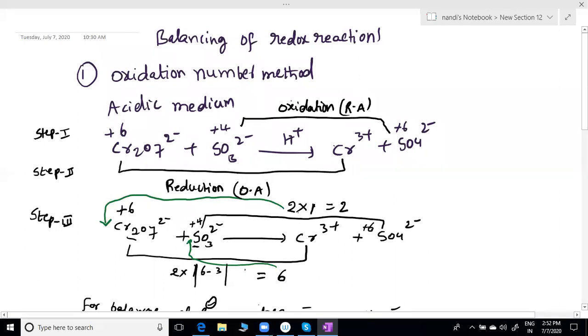First step, writing of the skeletal equation, then finding oxidation and reduction by calculating oxidation numbers, and reduction and oxidation I find. Then n factors I calculated here. Check it, did we calculate n factors or not? With respect to chromium, always remember this one. Next time, whenever I am asking, you have to give the answer.